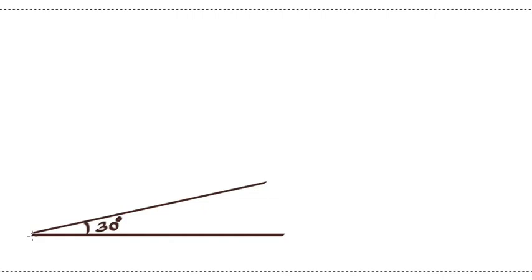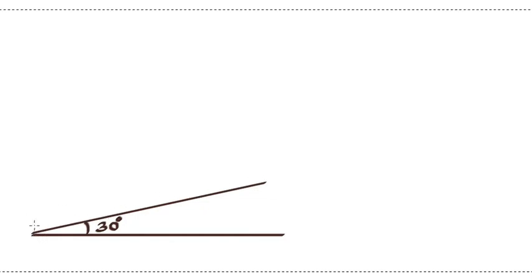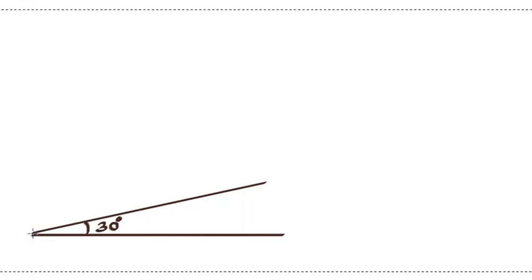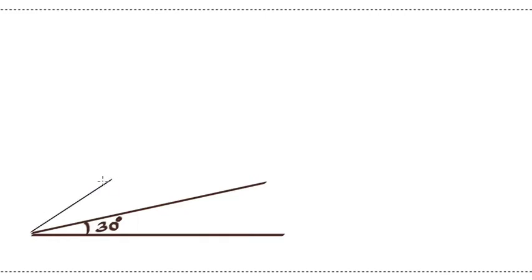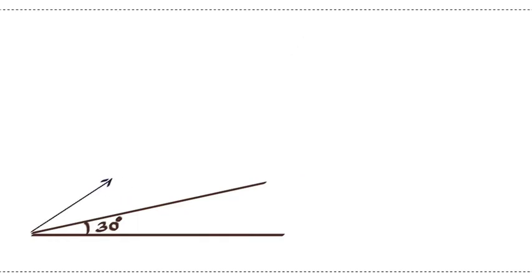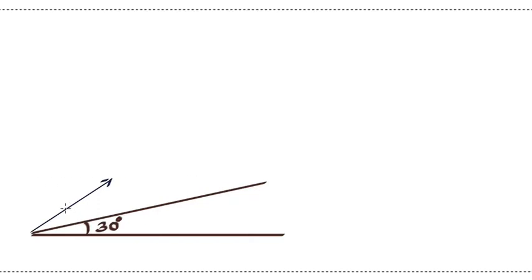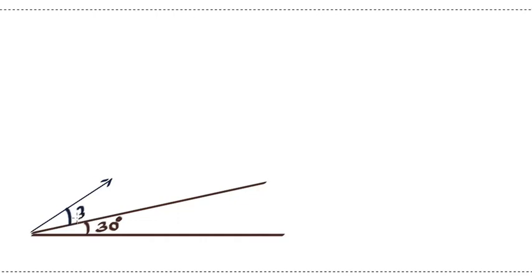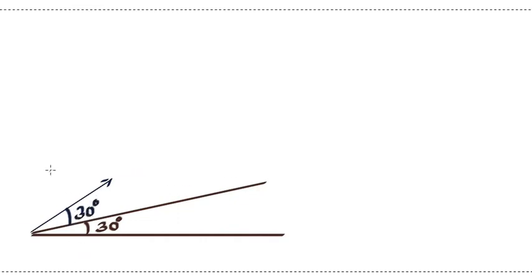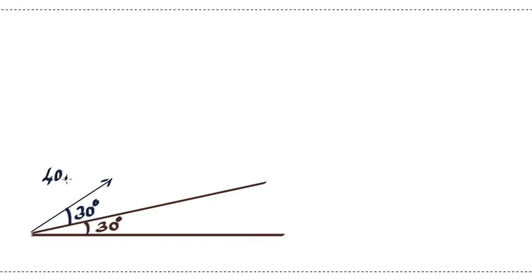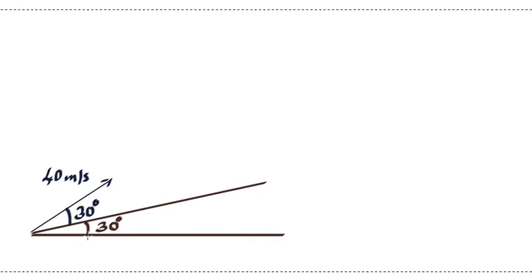We are standing at the bottom of a 30-degree sloping hill. From here, we launch a projectile with an initial velocity of 40 meters per second in a direction making an angle of 30 degrees with the hill. In other words, the initial velocity of 40 meters per second makes an angle of 60 degrees with the horizontal.